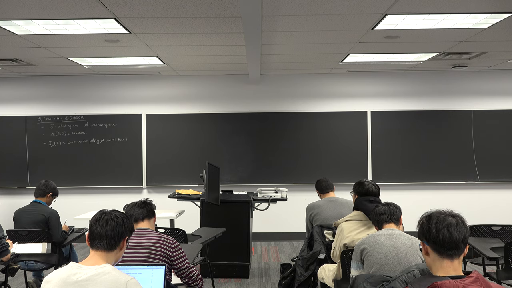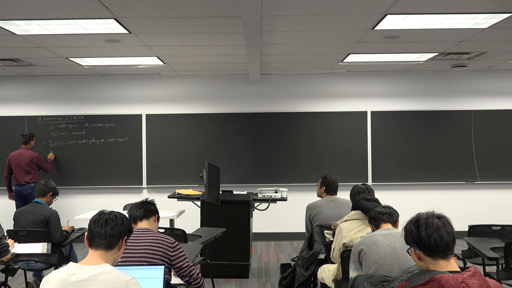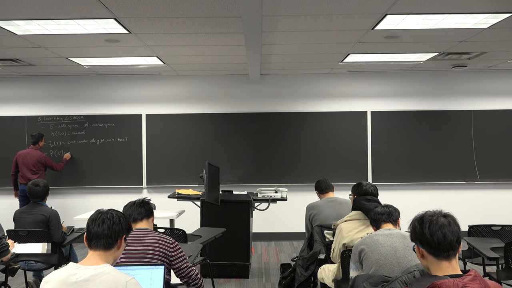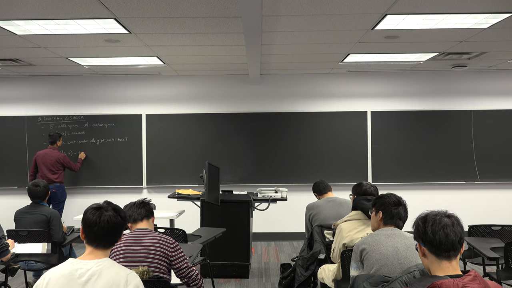And what else do we need? Oh, and the transition probability. So p of s prime given s comma a, this is the transition kernel.